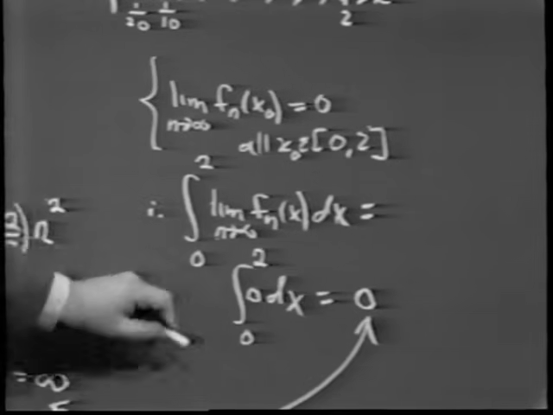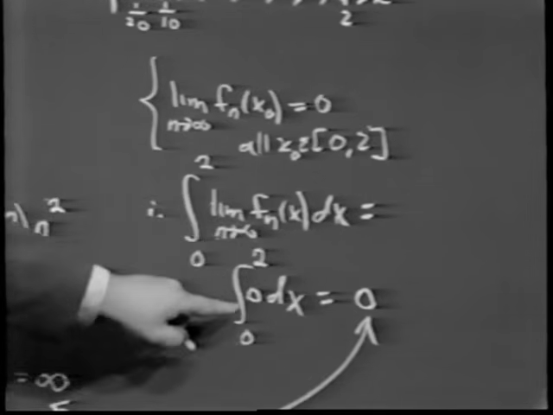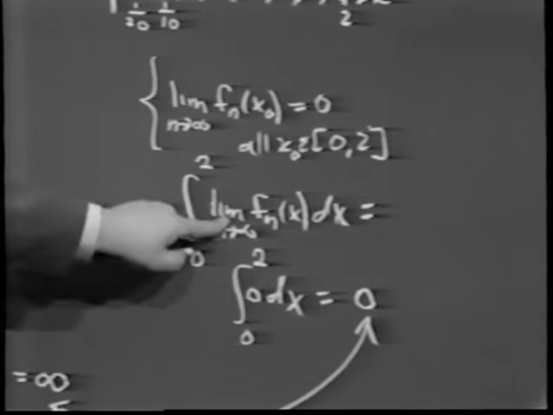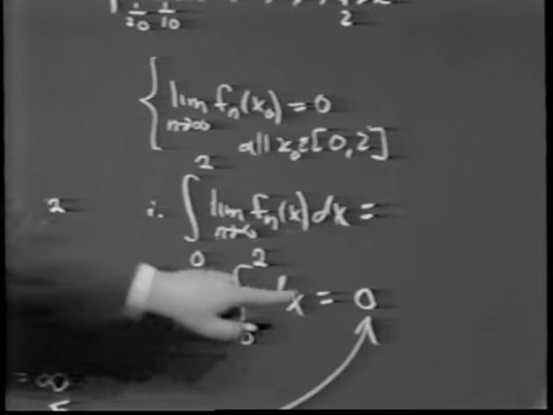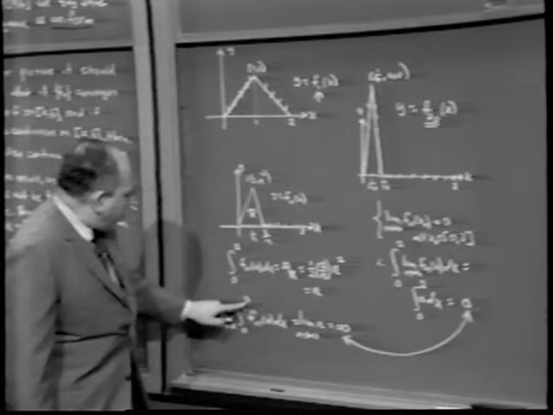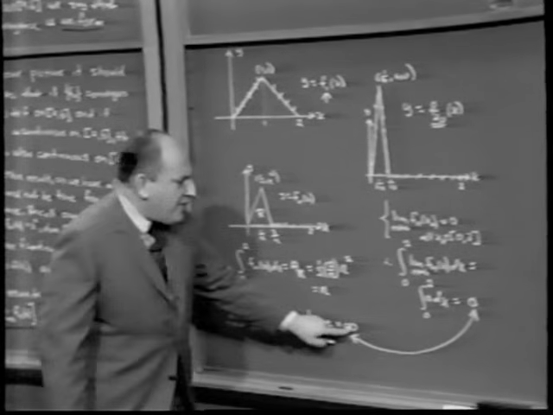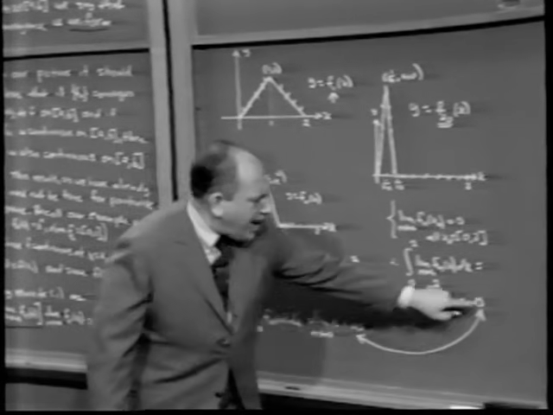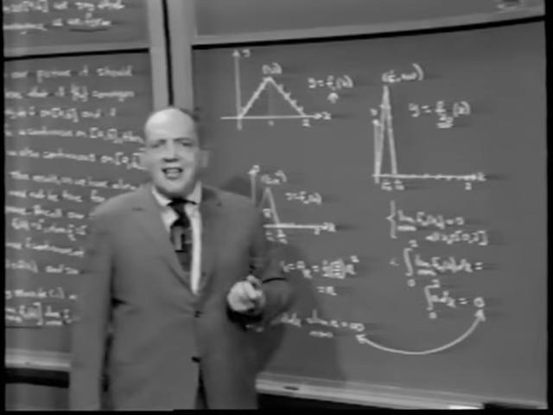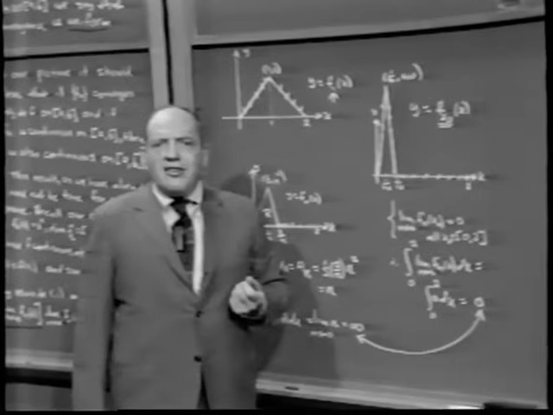Consequently, this integral is the integral from 0 to 2, 0 dx, which is 0. In other words, if you first take the limit and then integrate, you get 0. On the other hand, if you first integrate and then take the limit, you get infinity. And this should be a glaring example to show you that the answer that you get indeed does depend on the order in which you do the operations.